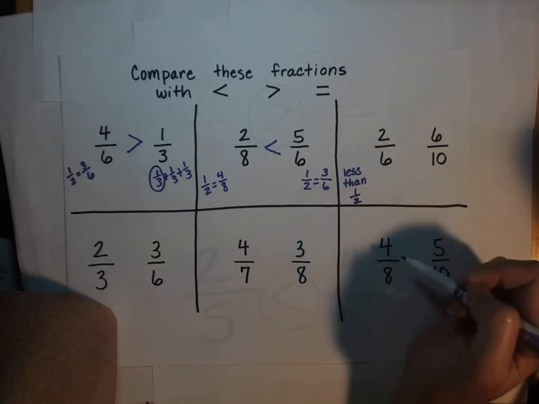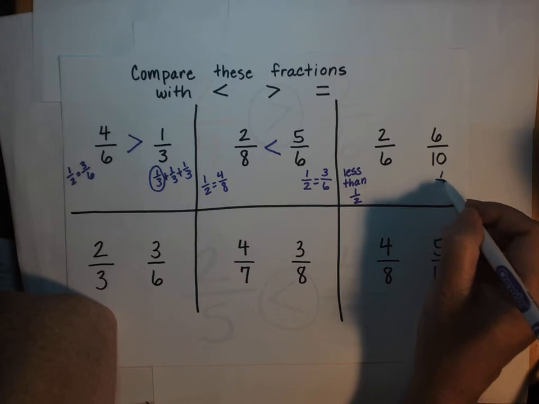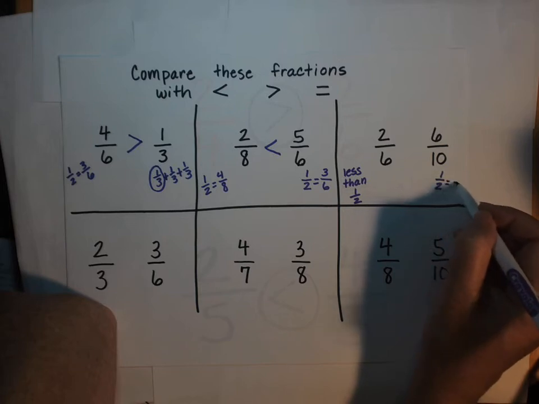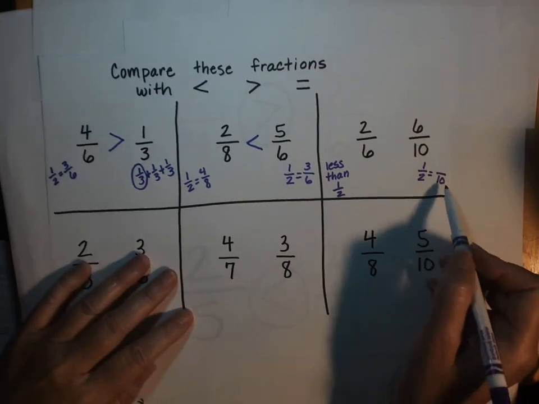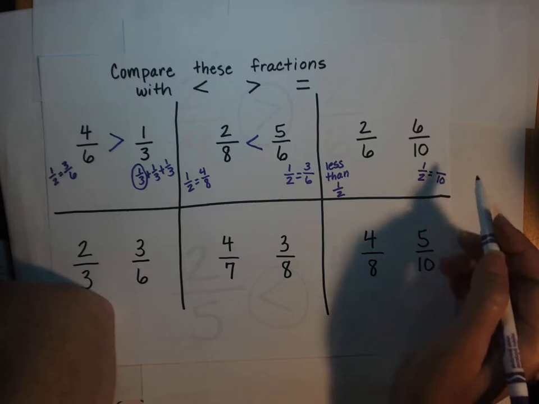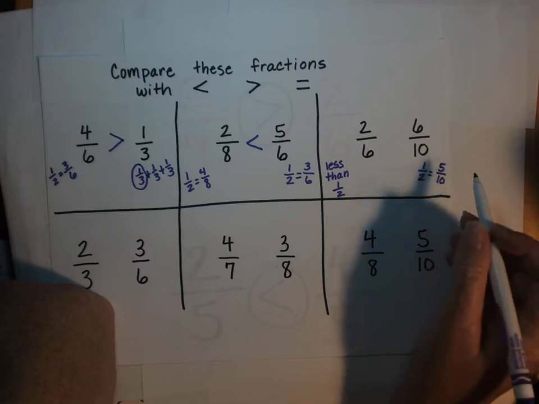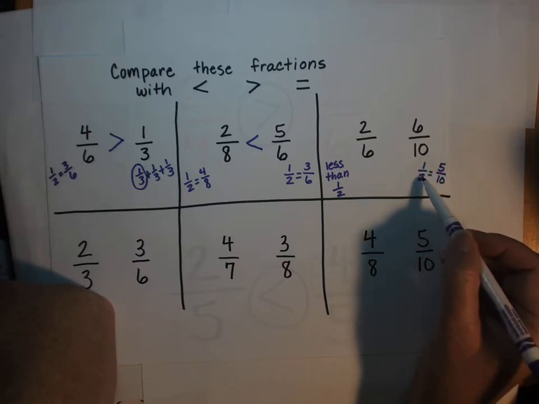Two over 6 is less than a half. What about 6/10? If we're talking about tenths, I need half of 10. What number can I multiply by 2 to get 10? Or 10 divided by 2 is 5. 5 plus 5 is 10. So 5/10 is equal to 1/2.